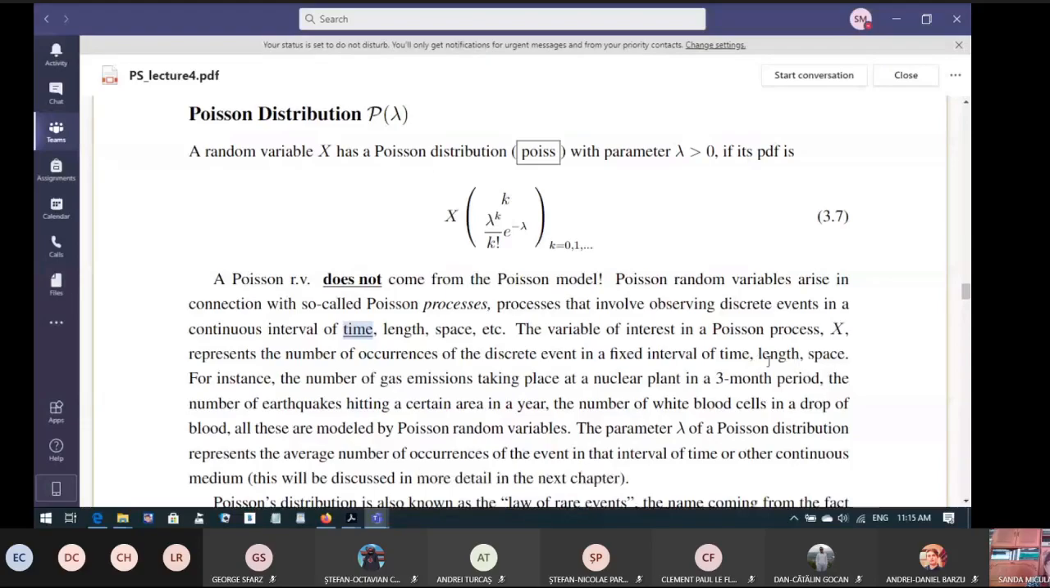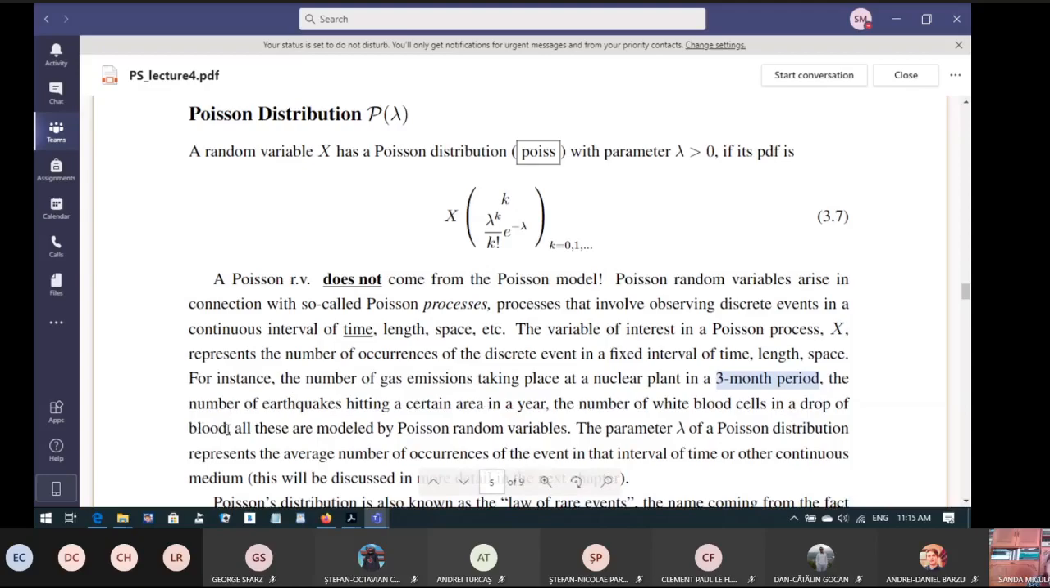For example, the number of gas emissions taking place at a nuclear plant in a 3-month period. Whenever we say number of something, those are discrete events, something that we count. It's measured in an interval of time. Time is a continuous quantity. The number of earthquakes that happen in a certain area in a year. Again, the number of something, earthquakes, that happen in an interval of time, continuous. The number of white or red blood cells in a drop of blood.